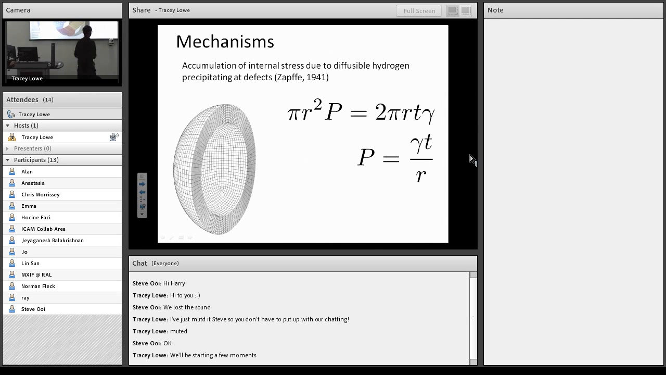So that's one possibility. But for this, you need to form voids. And I'll come back to this later. So this goes back to 1941, and it's still a mechanism which is respected to some extent.